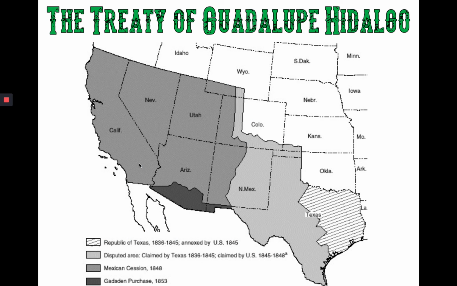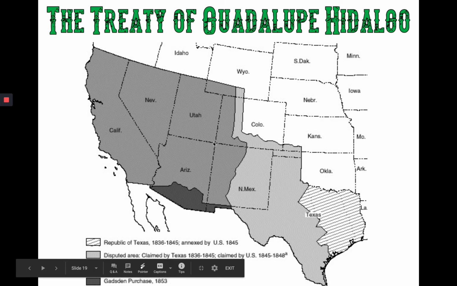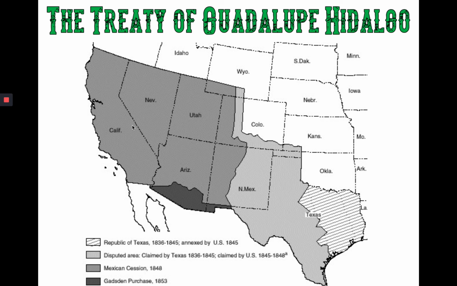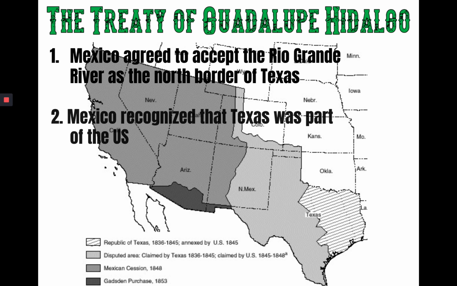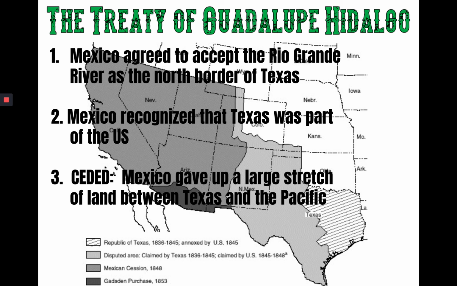All right, so the Treaty of Guadalupe Hidalgo ends the Mexican-American War. And you can see the land here that Mexico loses. Mexico loses all of California, all of Nevada, all of Utah, all of Arizona, all of New Mexico, and then, of course, Texas. This is about half of Mexico's land. So Mexico agreed to accept the Rio Grande River as the north border of Texas. Mexico recognizes that Texas is part of the U.S., and Mexico gives up a large stretch of land between Texas and the Pacific Ocean.